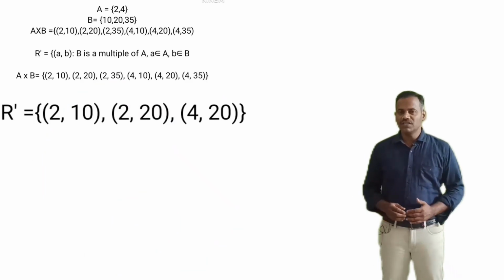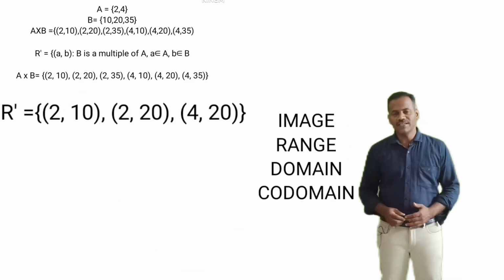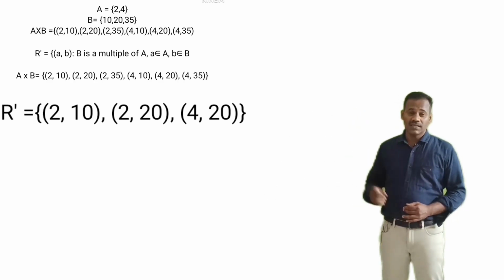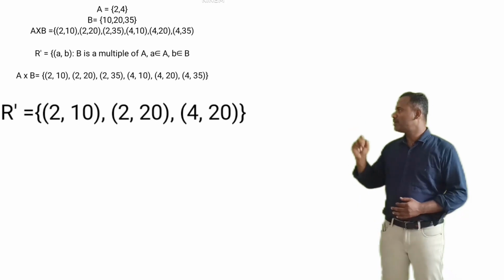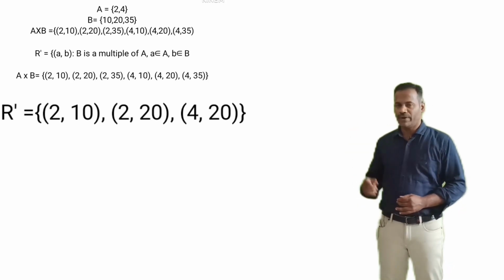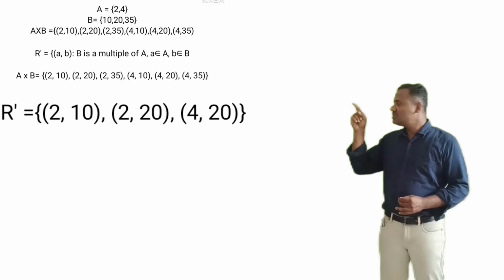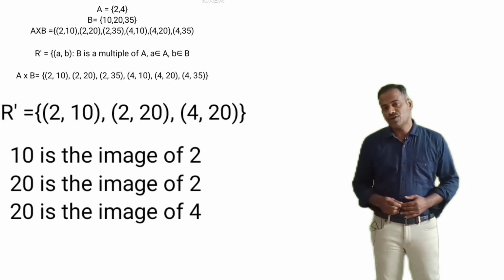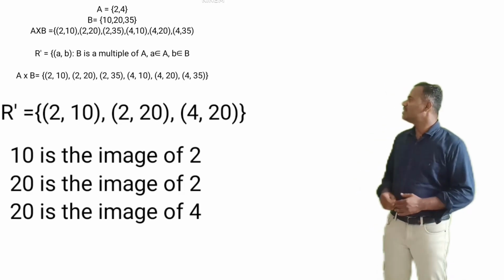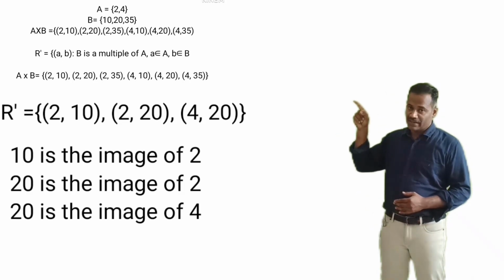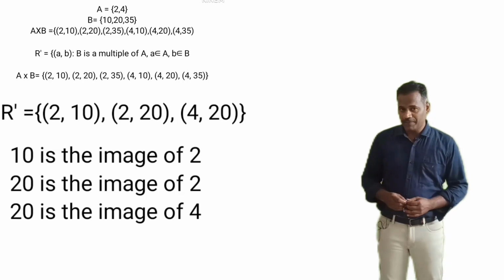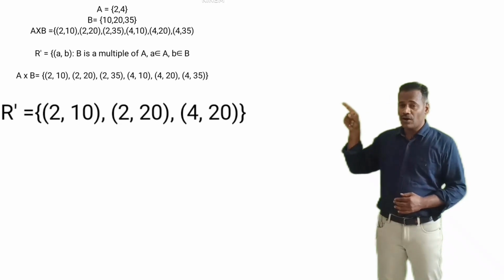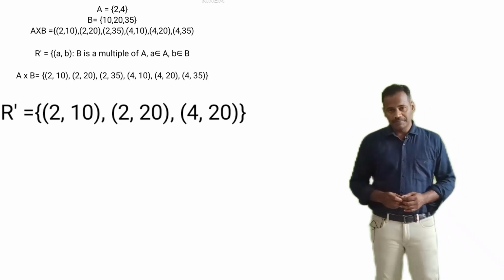Children, from the relations we are going to learn image, range, domain and codomain. Children, we already know that R dash has 3 ordered pairs, and what are they? (2, 10), (2, 20) and (4, 20). Now children, 10 is the image of 2, 20 is the image of 2, and 20 is the image of 4. Okay, so we can say that every element of B in R dash is the image of an element of A. You understand? Yes.